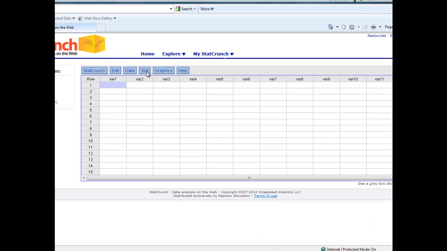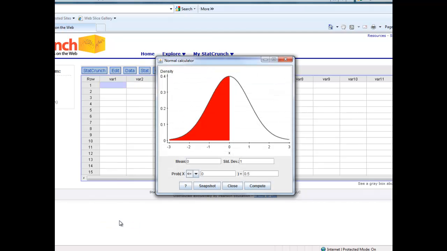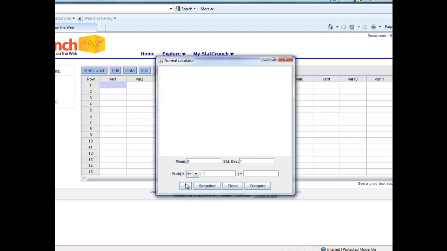We'll click Stat, Calculators, Normal, and this normal probability calculator will appear. Notice that it is already standardized with a mean of 0 and a standard deviation of 1. What we'll do then is type our z values in here. The first one will be minus 1.73. And then we'll make sure that this says greater than.